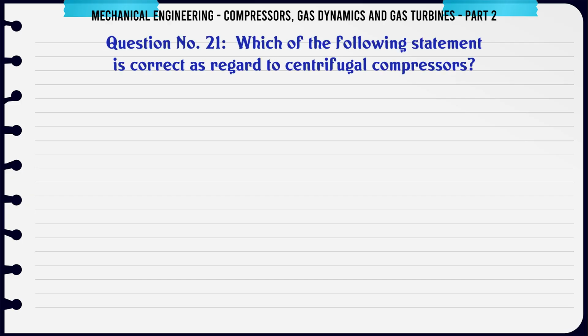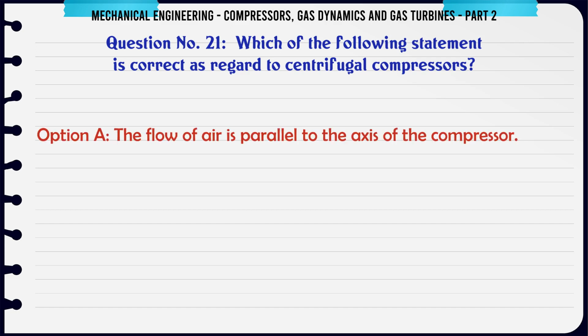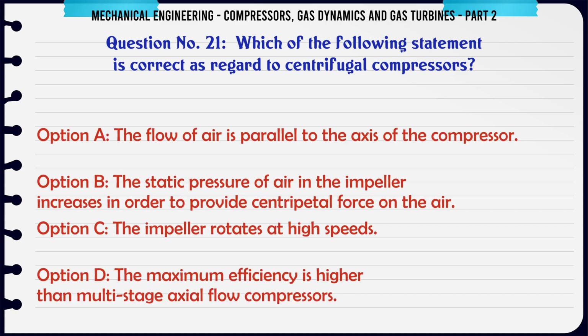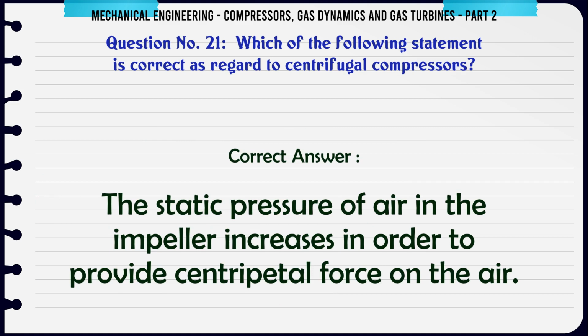Which of the following statements is correct as regards centrifugal compressors? A, the flow of air is parallel to the axis of the compressor. B, the static pressure of air in the impeller increases in order to provide centripetal force on the air. C, the impeller rotates at high speeds. D, the maximum efficiency is higher than multi-stage axial flow compressors. The correct answer is the static pressure of air in the impeller increases in order to provide centripetal force on the air.